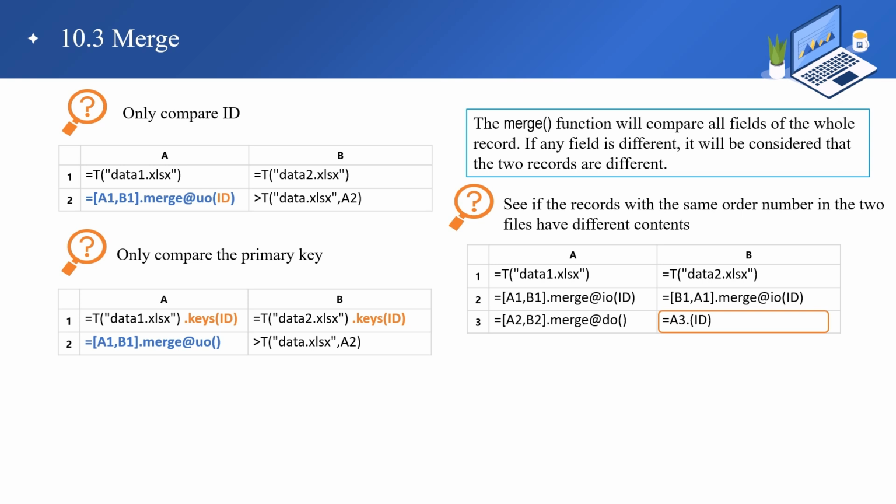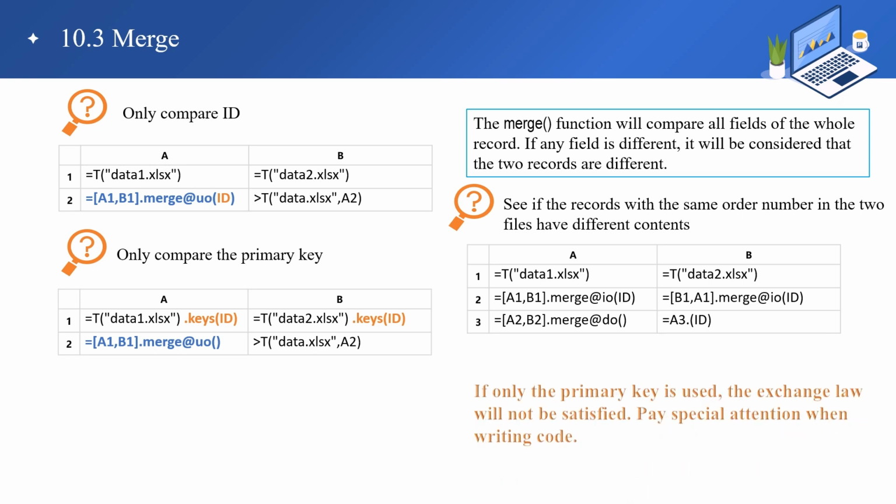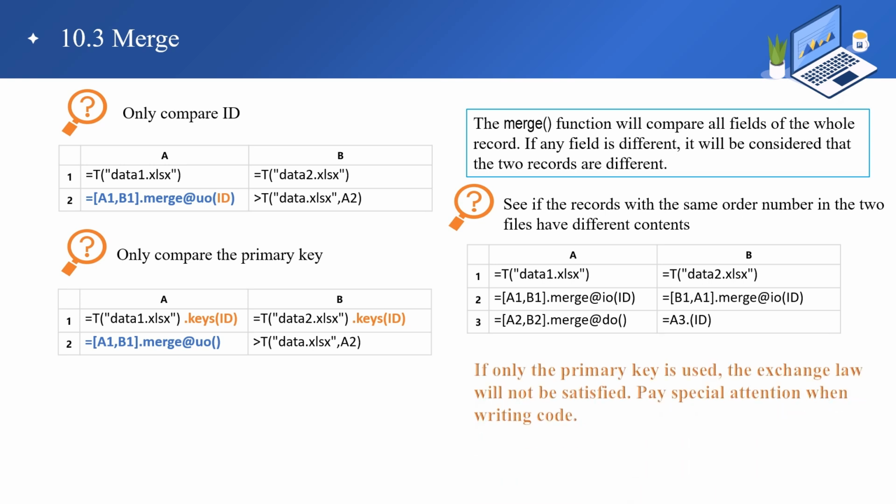When we need to judge that the records are the same when doing intersection, union, or difference, we may use only the primary key or the whole record. If only the primary key is used, the exchange law will not be satisfied. This is not only that the order of members may be different, but also the content may be totally different. Pay special attention when writing code.